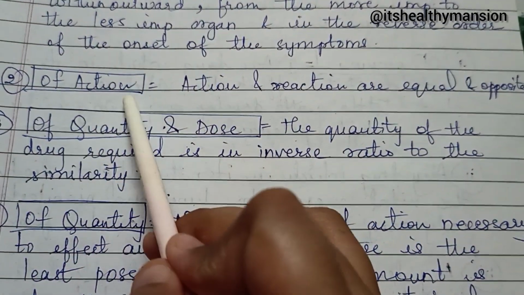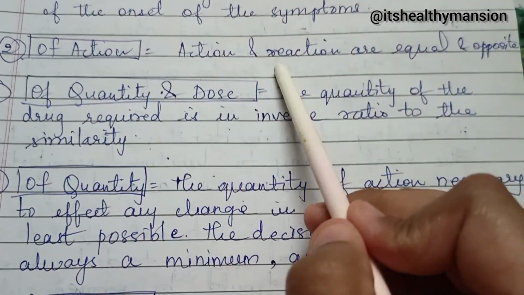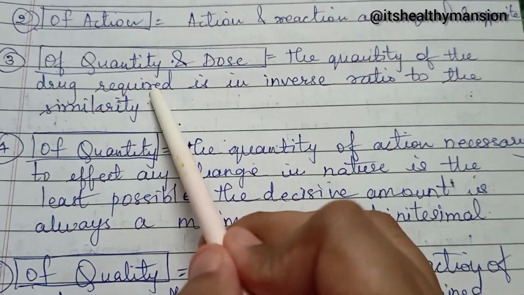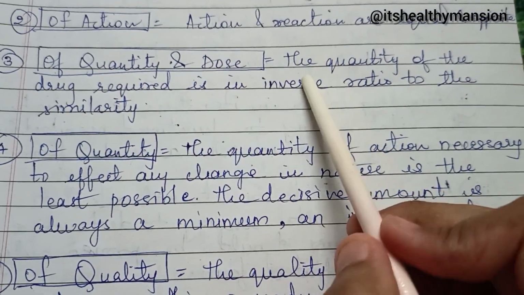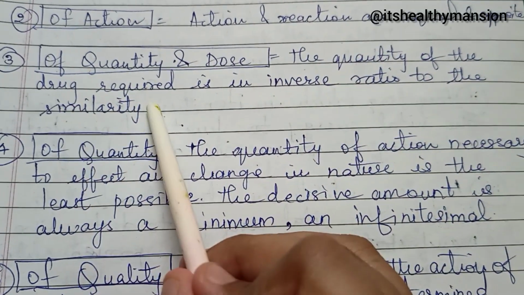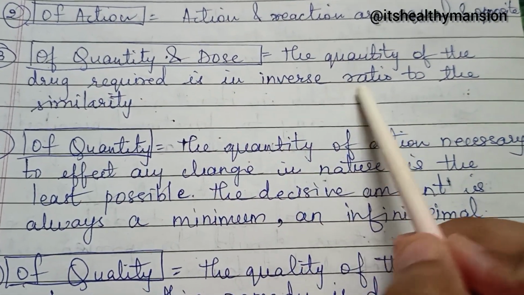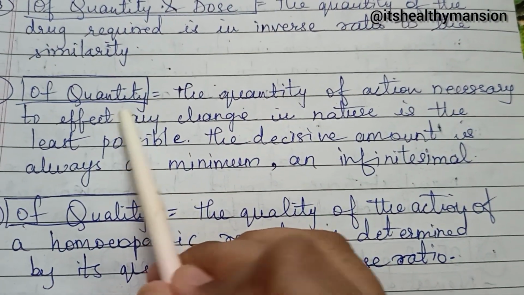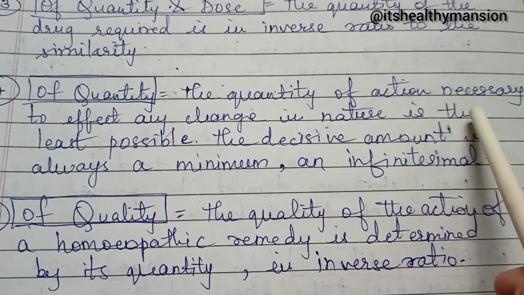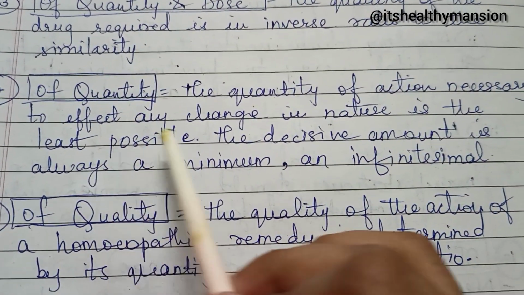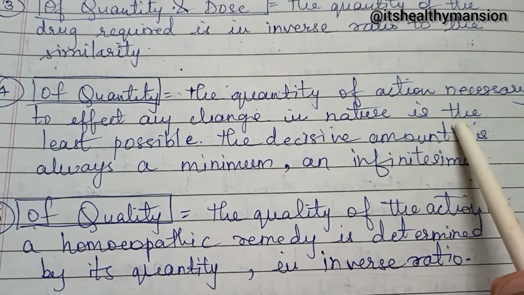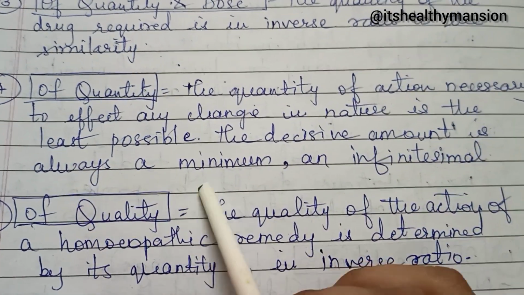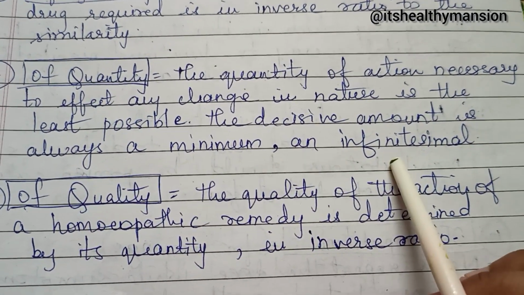The homeopathic law of action states that action and reaction are equal and opposite. The law of quantity and dose states the quantity of the drug required is in reverse ratio to the similarity. The law of quantity states that the quantity of action necessary to effect any change in nature is the least possible. The decisive amount is always a minimum and infinitesimal.